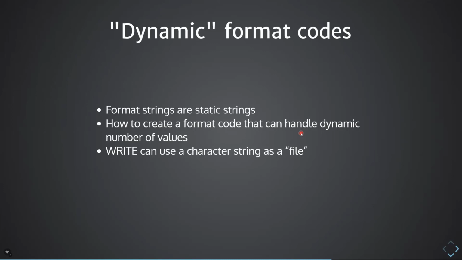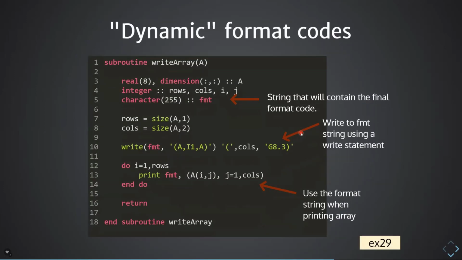And the nice thing with the write statement is that you can use a character string as a file. So instead of putting a file number or a star in the beginning, you can put a string and then write to that string. So in this case, I create an empty string with 255 characters, which will contain the formatting code that I want to use. And then I write to this string a character, an integer, and a character.